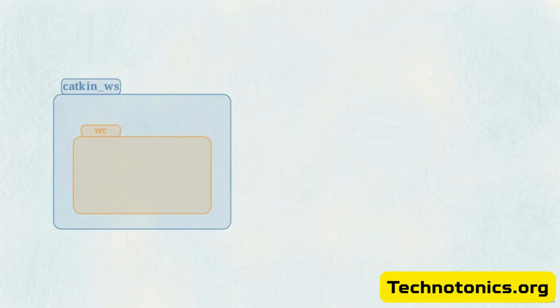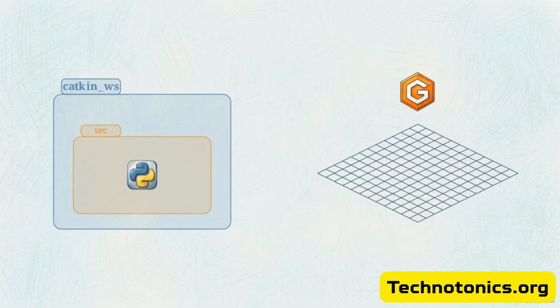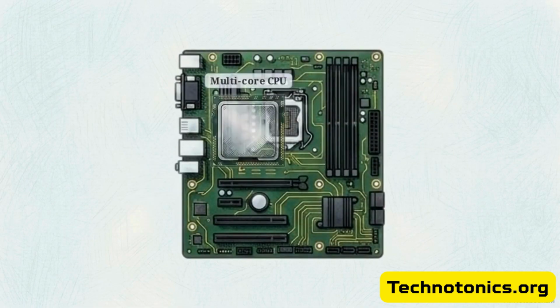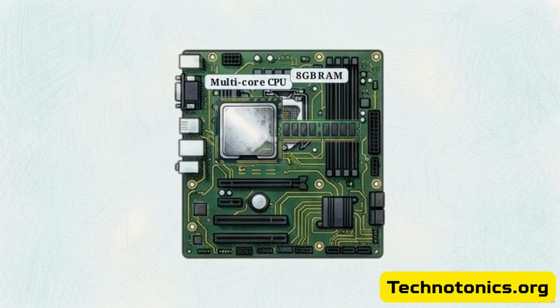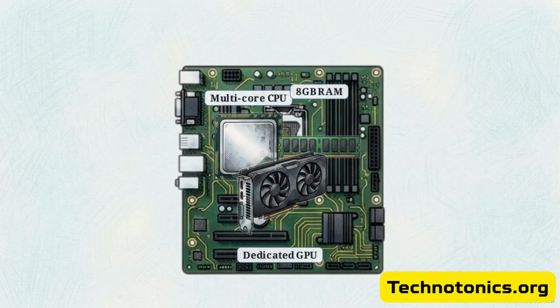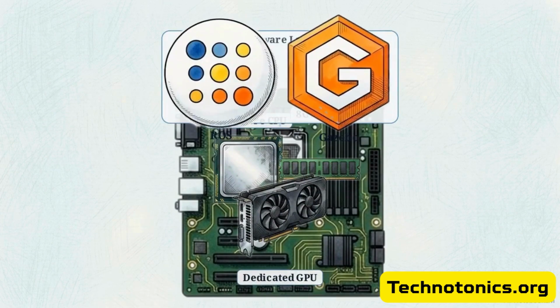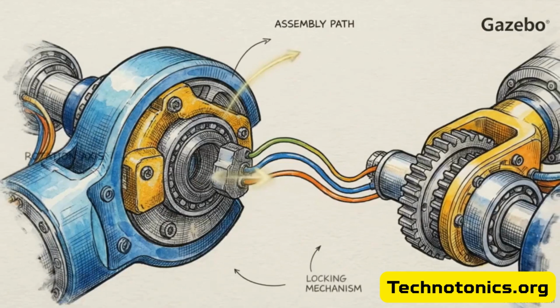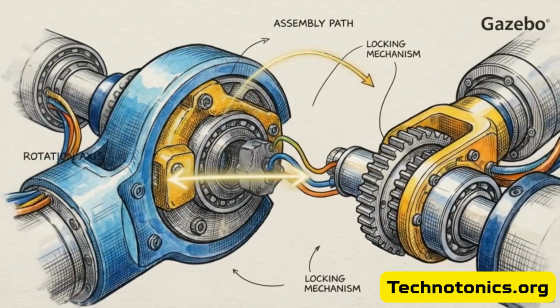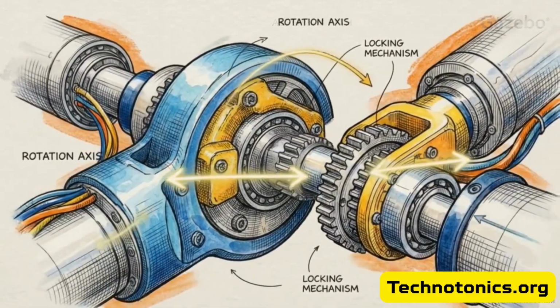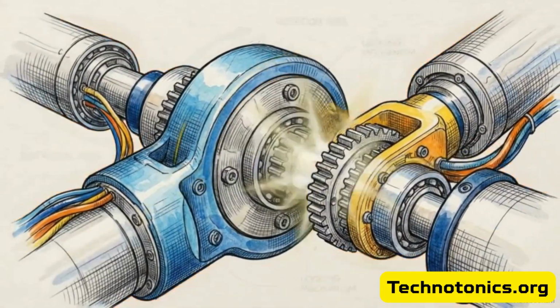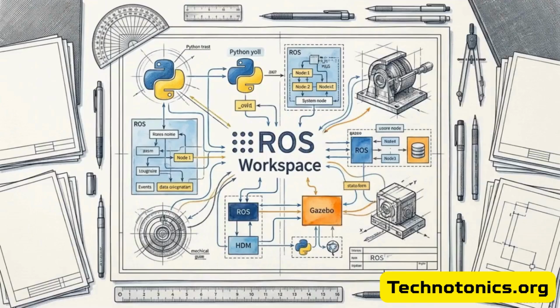By the end of this setup, you will have a configured workspace, a running 3D world, and a custom Python script passing data directly into the simulation. You will need a computer with a multi-core processor, at least 8 GB of RAM, a dedicated GPU, and both ROS and Gazebo pre-installed. Checking these requirements now and configuring this digital sandbox ensures your code is safe and stable long before it touches a real motor.